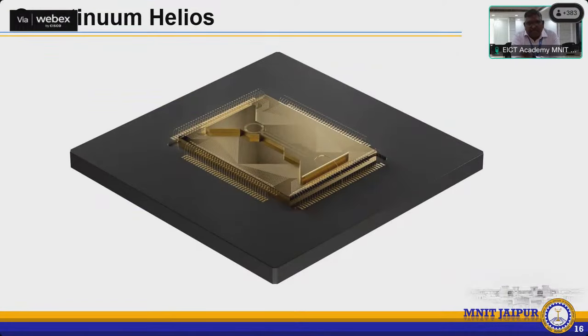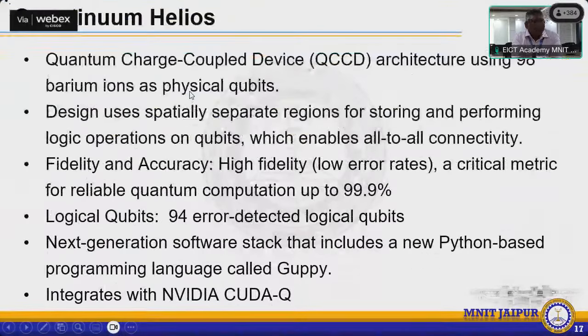Very recent, the latest that you can look at is Quantinuum Helios, which is by a company called Quantinuum. This is what is used in the processor called RIKEN, right? RIKEN uses this processor. Here is where you can have it. It basically uses a quantum charge-coupled device architecture. It uses 98 barium ions as physical qubits. So this is the trapped ion mechanism. Trapped ion qubits is what you can look at, right?